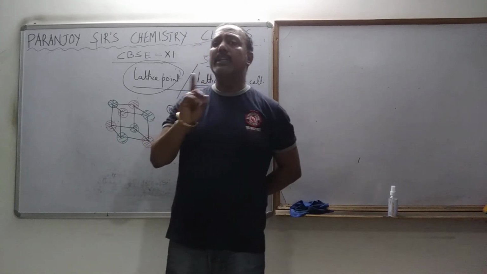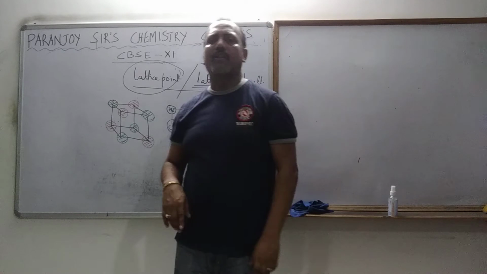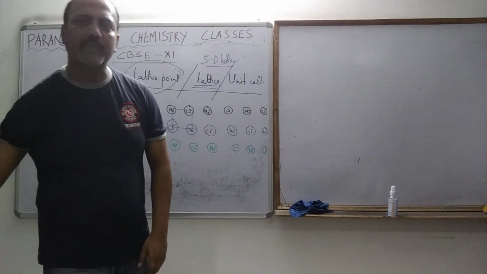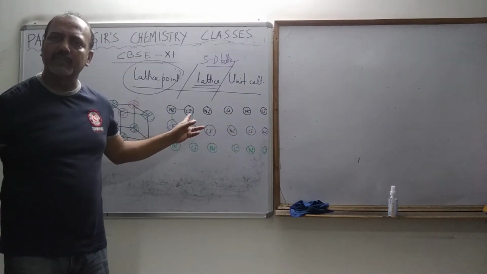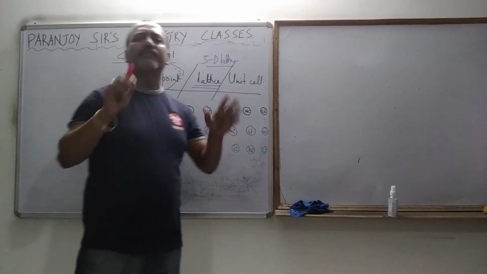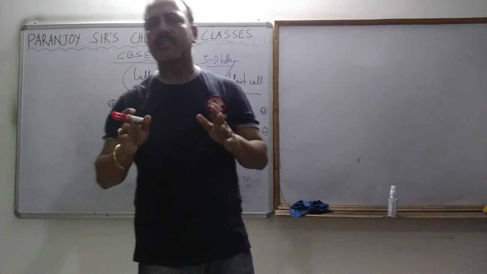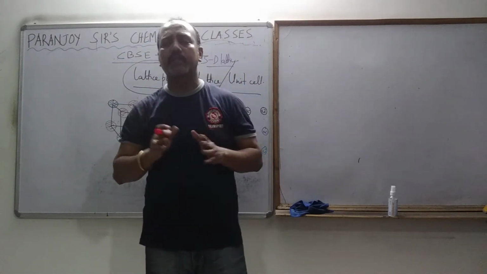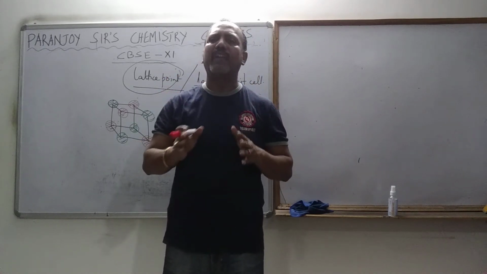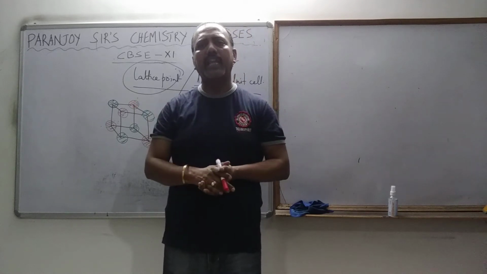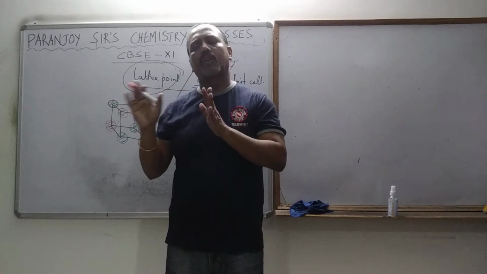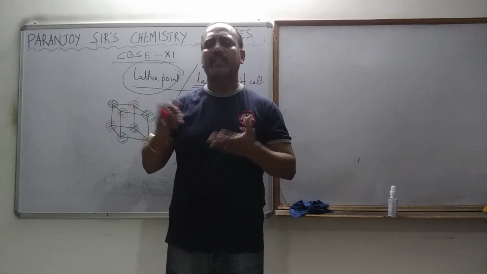Now unit cells can be of 14 types. Here I have drawn only cube, right? It is not necessarily that it has to be cube. It can have 14 different unit cells, by which we can explain the structure of any crystalline solids. Any crystalline solid's structure we can draw with these, we can explain with these.